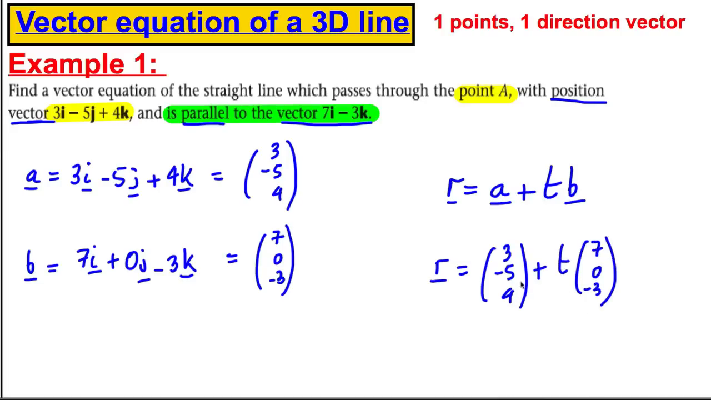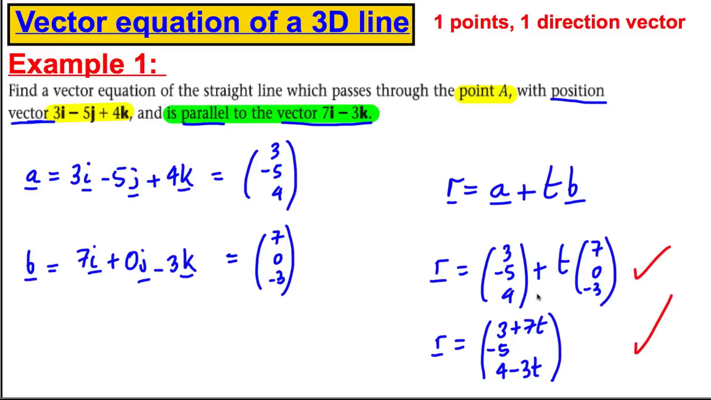Now what you might actually do is combine these. Sometimes it's helpful to write these combined. Here we've got 7t, no t, and negative 3t, and you might add the vectors, so it's 3 plus 7t, negative 5 plus no t, and 4 subtract 3t. Sometimes these two are just equivalent to each other. Sometimes it's easy to write in that way, sometimes that way. And there we go, there's the vector equation of a line. For any t number, if I put t as 0, 10, 15, 2.5, anything, I will get a point on the line.